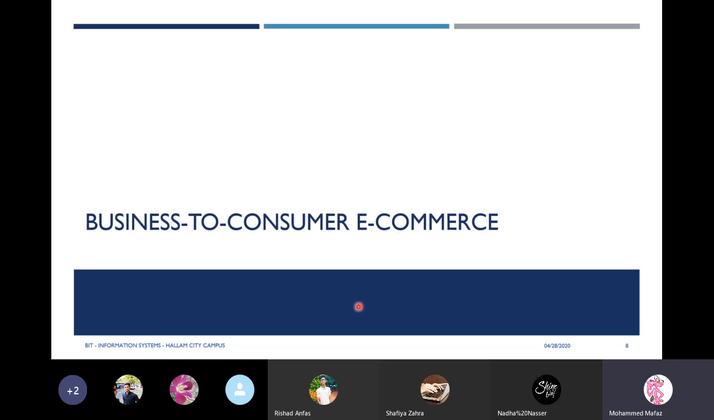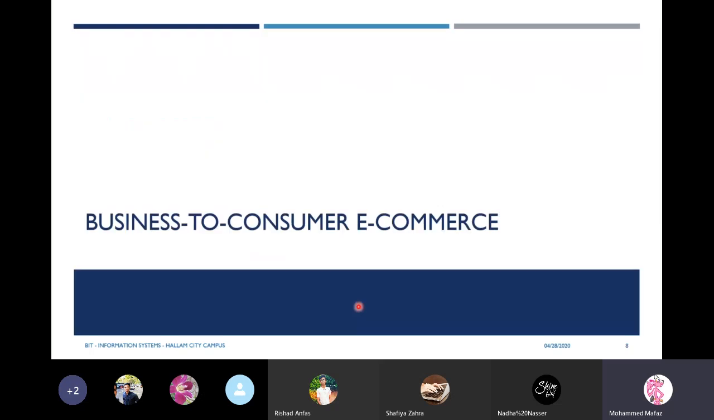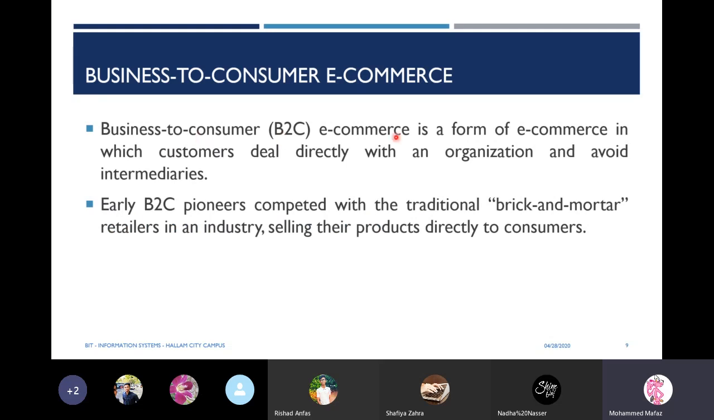Okay, so there we discussed B2B, where companies get involved and the matters related to it. The second e-commerce type is business to consumer e-commerce, where the companies deal with customers. So B2C e-commerce is a form of e-commerce in which customers deal directly with an organization and avoid intermediaries. That is, instead of having dealers and sub-dealers to buy a product, the customer directly has contact with the main company itself. So enabling that is what is described here. How do you enable that through a web platform?